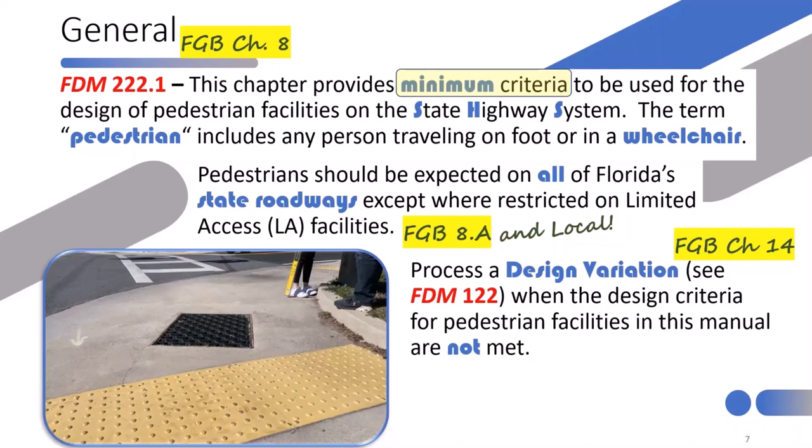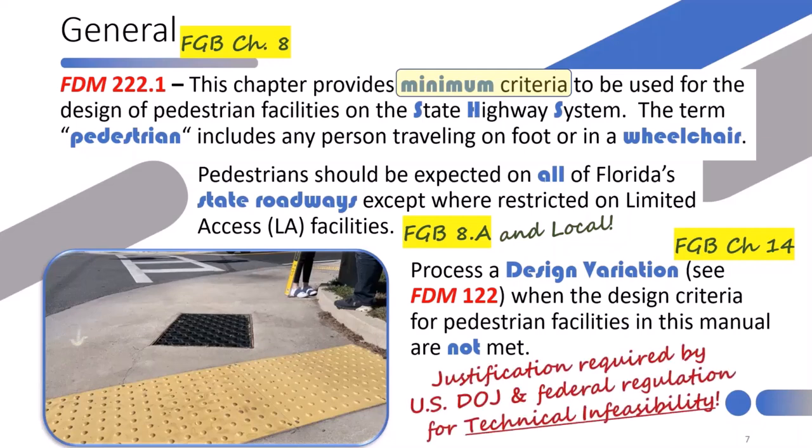Now, pedestrians are defined as including persons traveling on foot and in a wheelchair. And where the requirements in the FDM or the Florida Green Book cannot be followed, then a design variation is required. That's covered in 122 of the FDM and Chapter 14 of the Green Book. And that's not just a pesky DOT requirement, but that in fact is required by federal regulation. And it's enforced by the US DOJ ultimately.